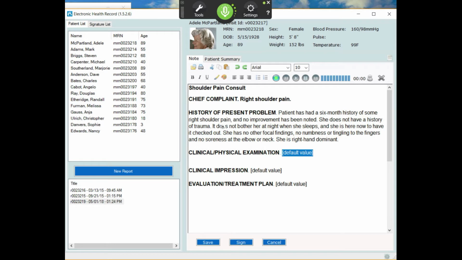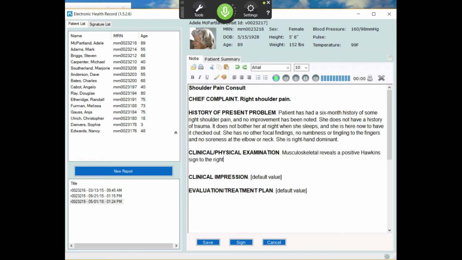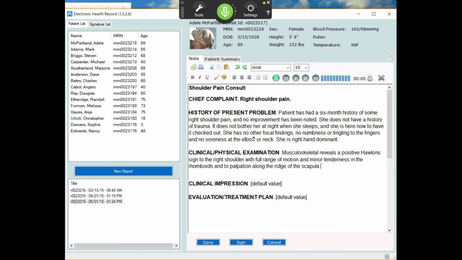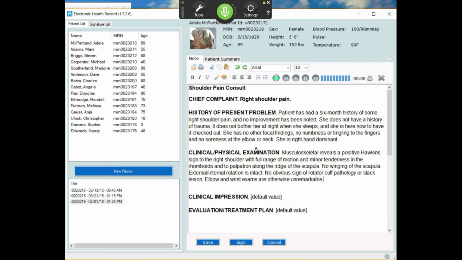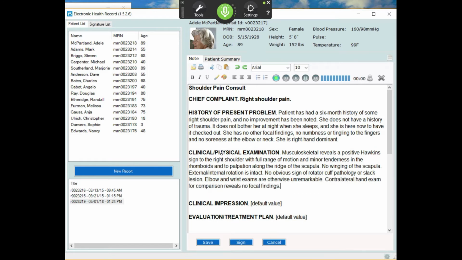Musculoskeletal reveals a positive Hawkins sign to the right shoulder with full range of motion and minor tenderness in the rhomboids and to palpation along the ridge of the scapula. No winging of the scapula. External/internal rotation is intact. No obvious sign of rotator cuff pathology or SLAP lesion. Elbow and wrist exams are otherwise unremarkable. Contralateral hand exam for comparison reveals no focal findings. Next field. Right shoulder impingement.